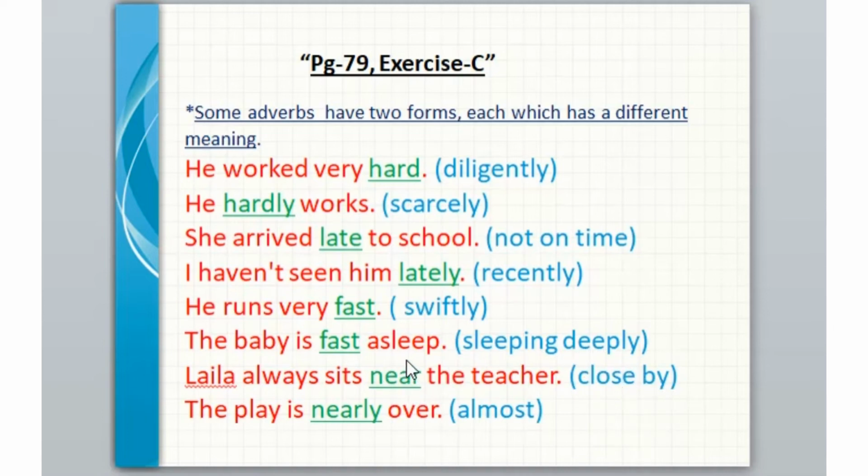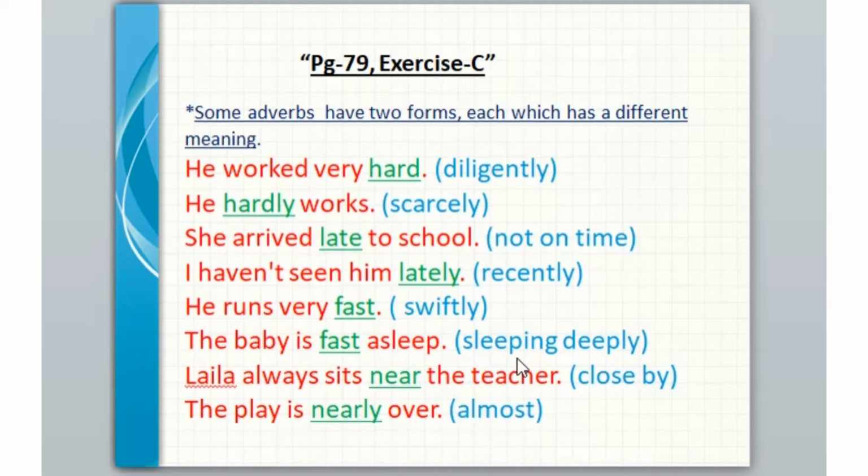Okay students, now we'll come to our next example with another kind of adverb. By adding ly, it will become nearly. Let's see what nearly means in this example. The play is nearly over. Nearly is underlined. Nearly is our one adverb, which means almost or about to. The play is about to finish.